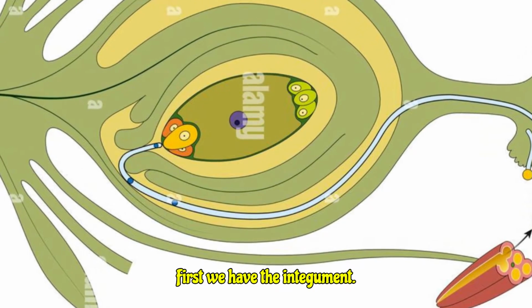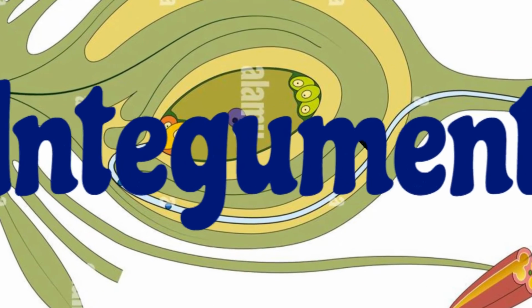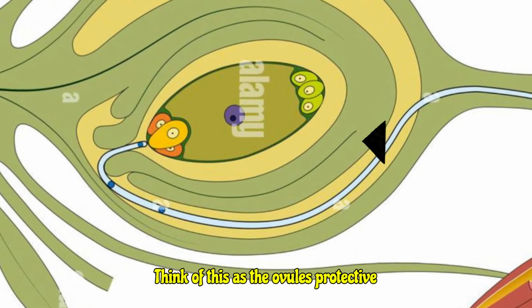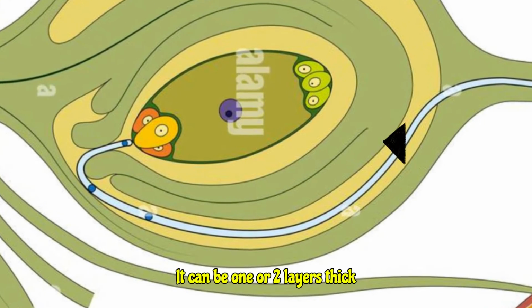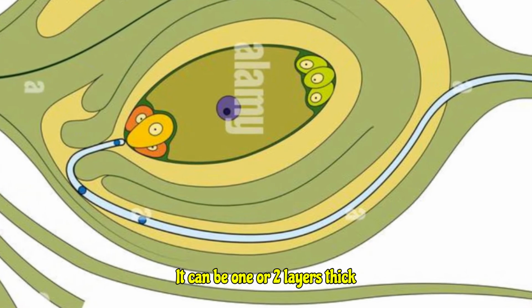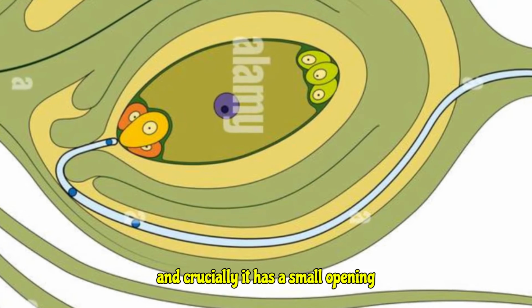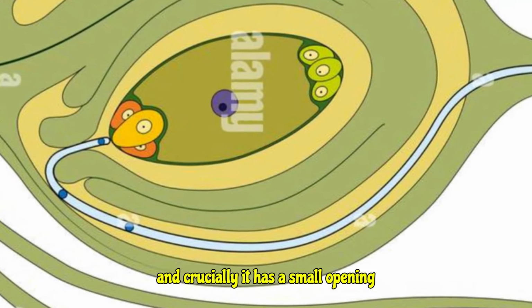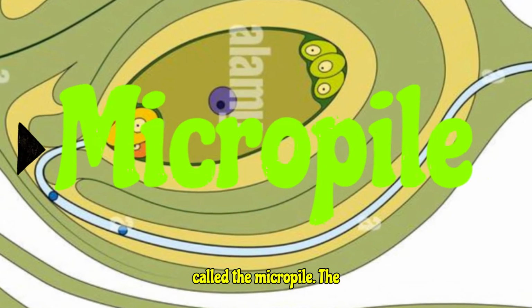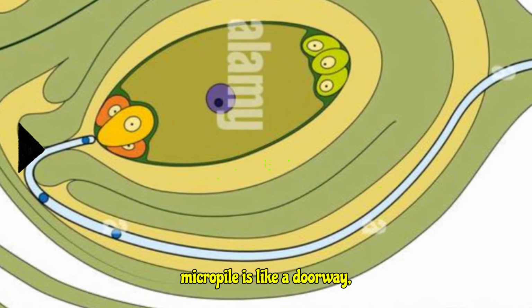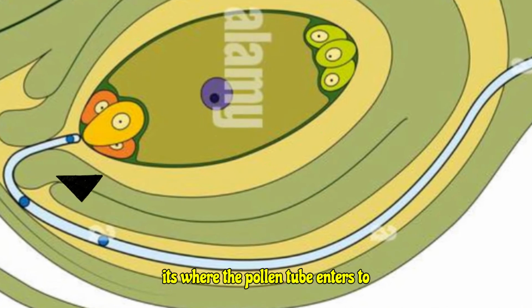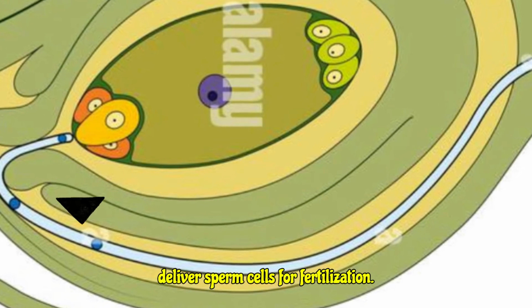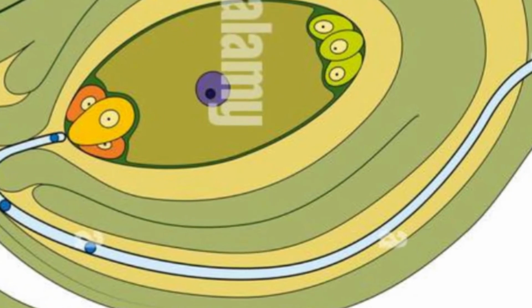First, we have the integument. Think of this as the ovule's protective shield, the ovule wall. It can be 1 or 2 layers thick. And crucially, it has a small opening called the micropyle. The micropyle is like a doorway. It's where the pollen tube enters to deliver sperm cells for fertilization.